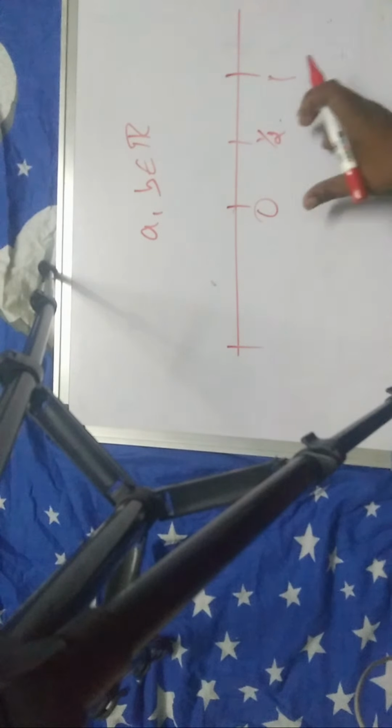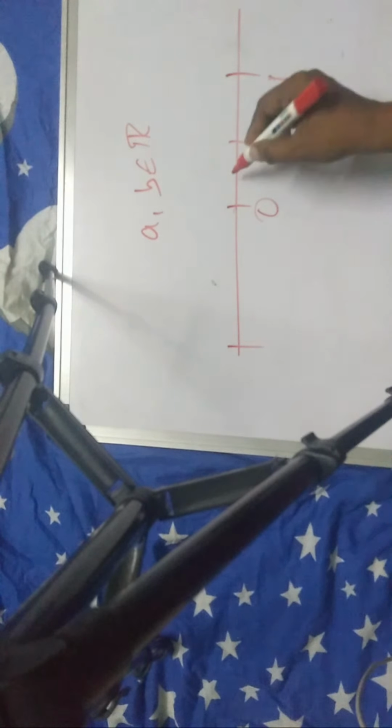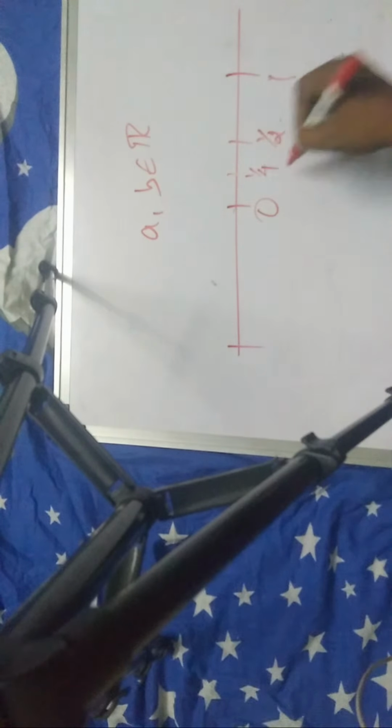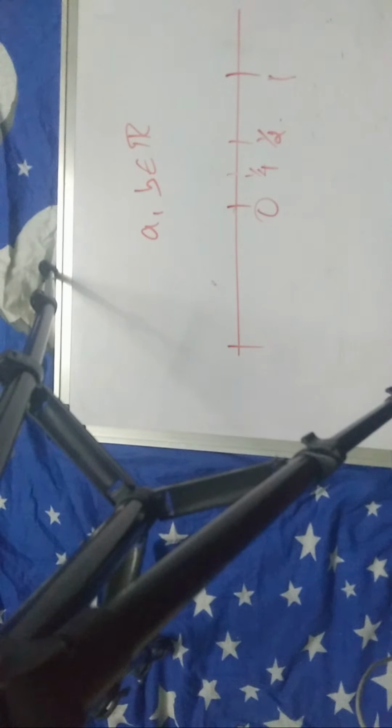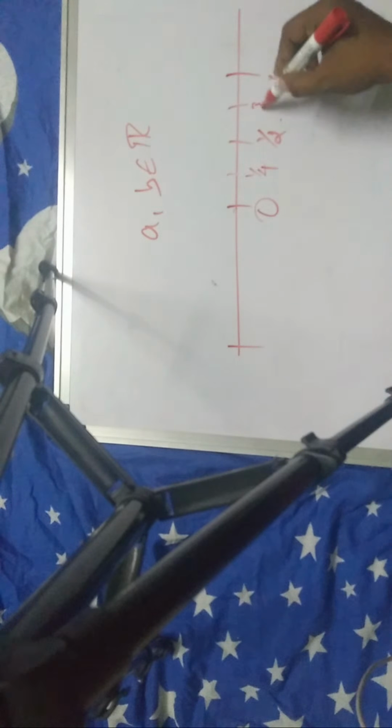Now, zoom in. Between 0 and 1 by 2, can we find a real number? It is easy to construct. We will say 1 by 4. And between 1 by 2 and 1, can you construct a real number? We can. Say 3 by 4.